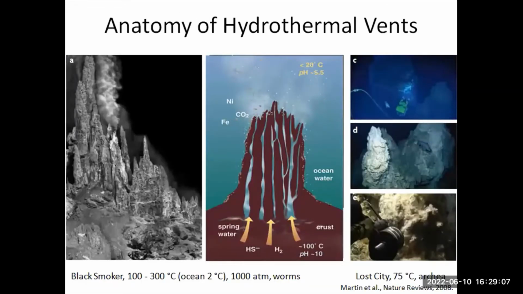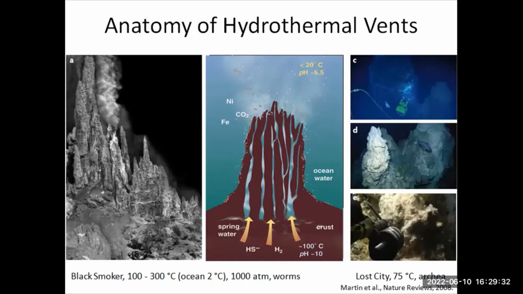So this is an example. Here on the left is a picture of an actual hydrothermal vent, which is known as a black smoker. There are two categories. Some are known as black smokers and others are known as lost cities. Basically the difference, well, there must be many other differences, but the basic difference is the temperature of the water which is coming out of these.